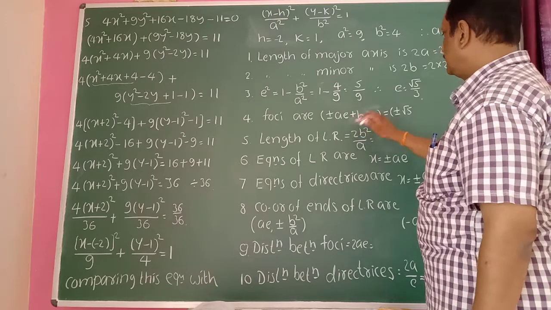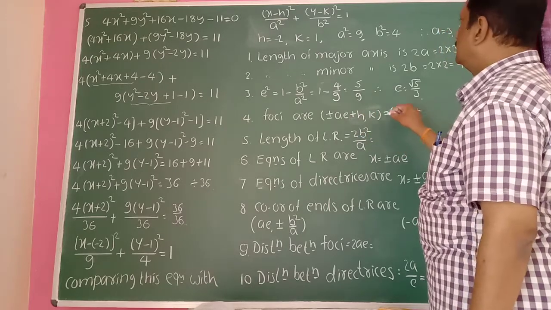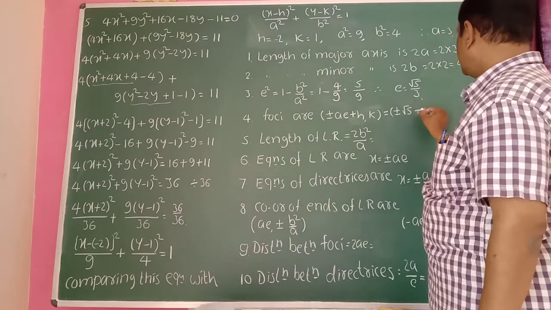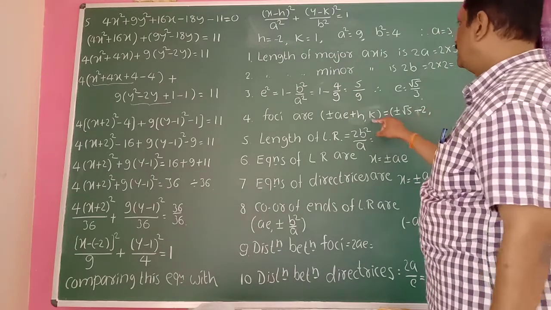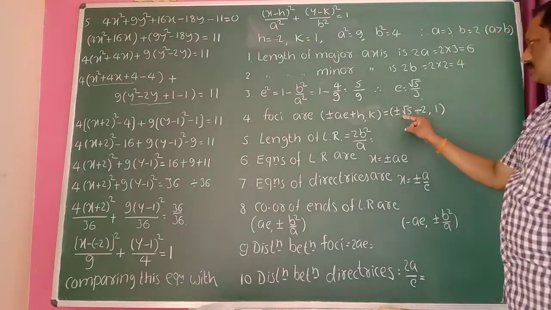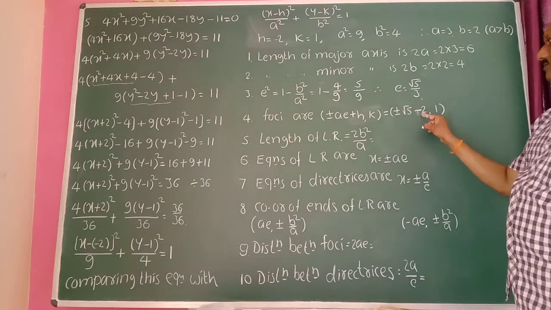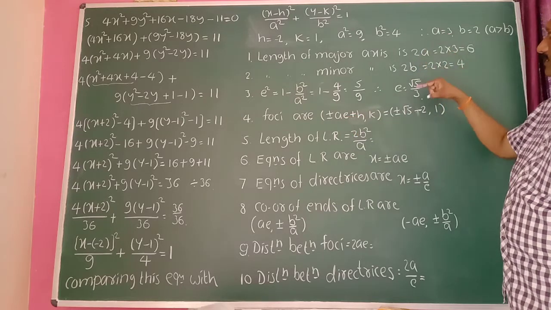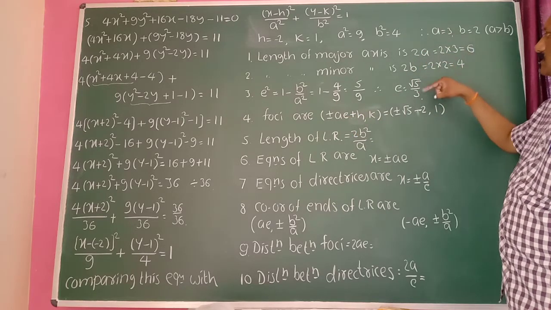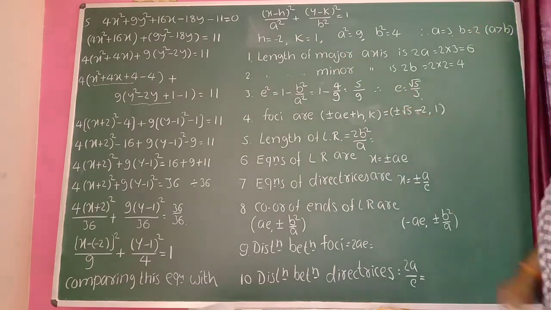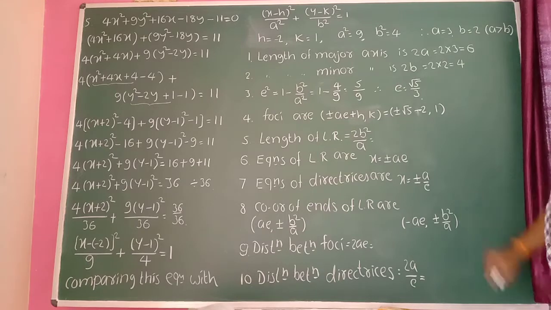Take only plus h here. The h value is minus 2 and the k value is 1. So the foci are plus or minus root 5 minus 2 comma 1. a into e, with a value 3 and e value root 5 by 3, the 3 cancels. The remaining is root 5, h value is minus 2, and k value is plus 1.